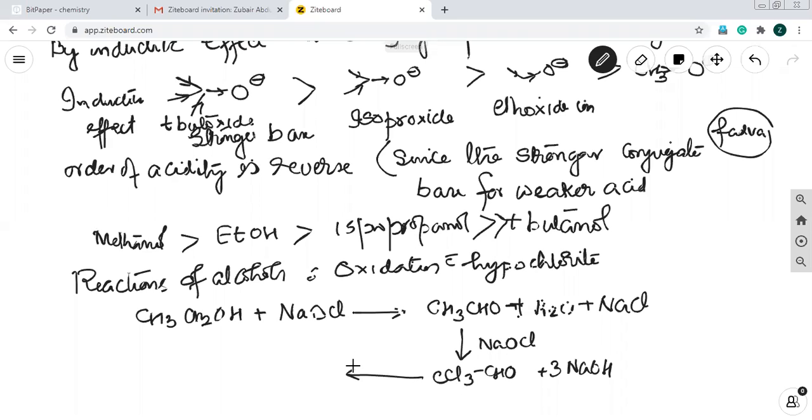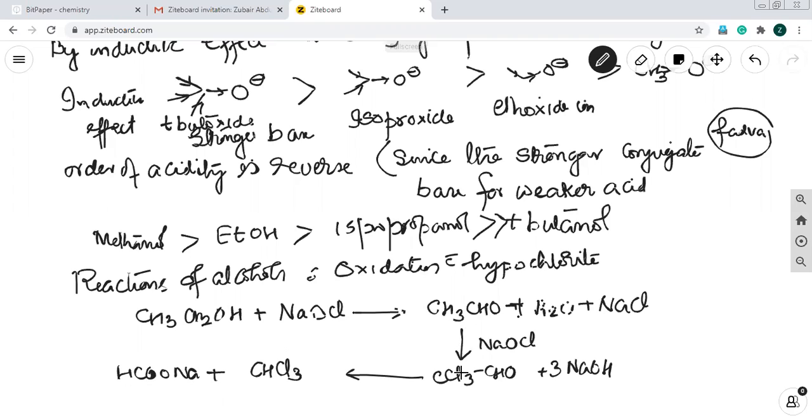Okay. Now what happens is here CCl3CHO will combine with NaOH and form HCOOH plus CHCl3. So this reaction actually involves first an oxidation.